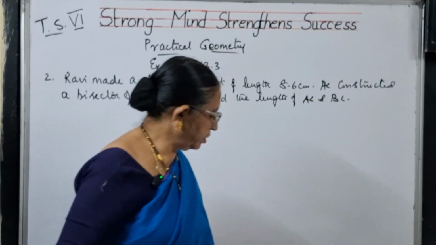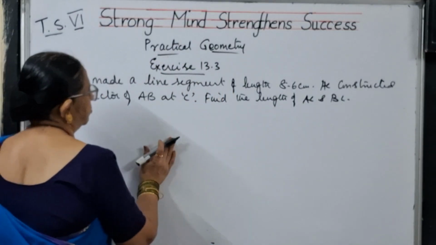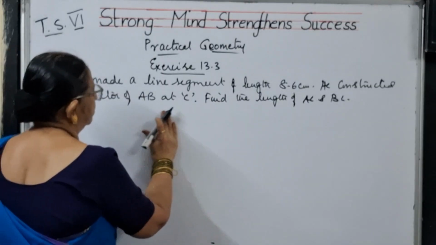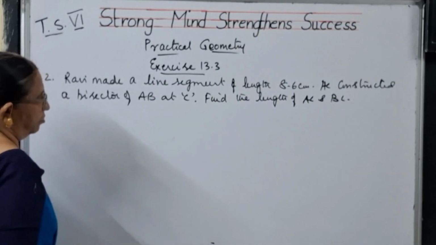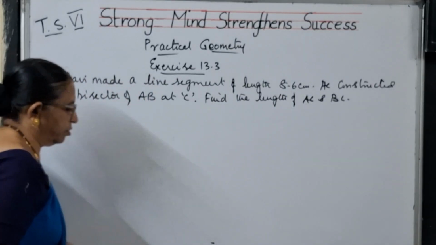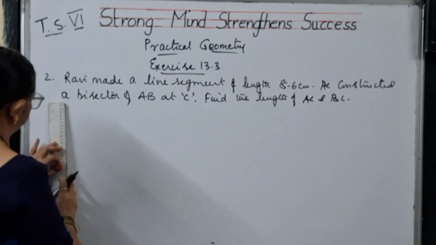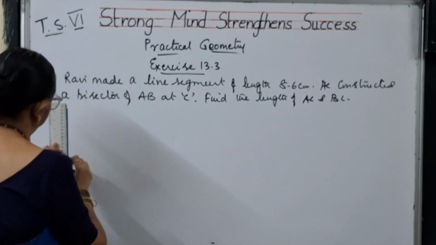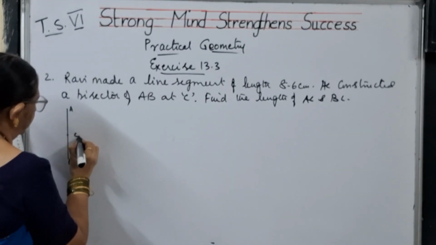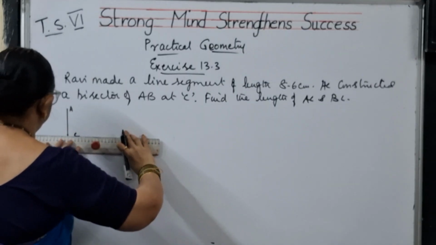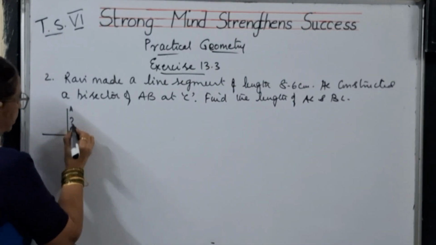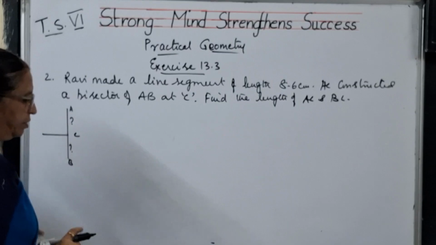Now the next problem, children. Ravi made a line segment AB of length 8.6 centimeters and he constructed a bisector of AB at C. Find the length of AC and BC. They have given a diagram also to you here. It's not the actual measure they have given. They gave AB and C in the middle and a perpendicular like this. Now you need to find out what is AC and what is BC.